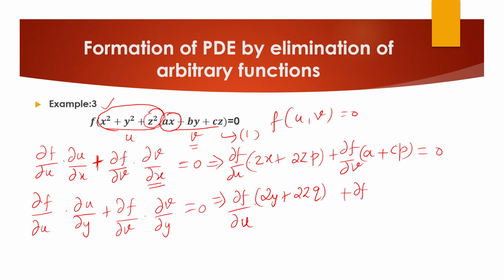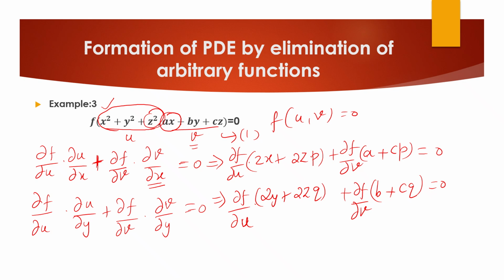And in the second term it is dou f by dou v, and differentiation of v with respect to y: it is b, plus differentiation of cz with respect to y, which is c into dou z by dou y, which is nothing but c into q.